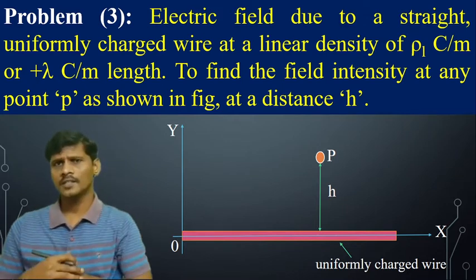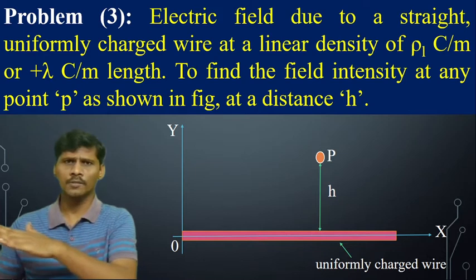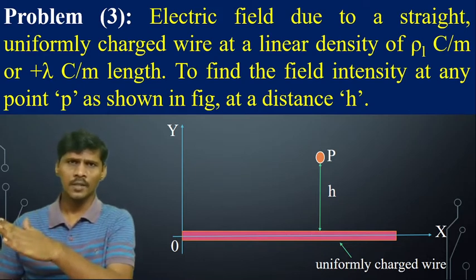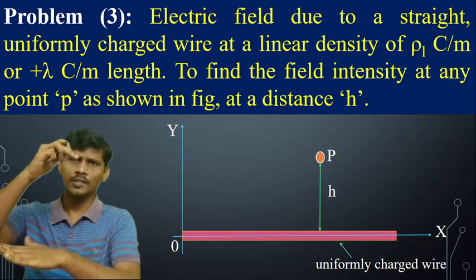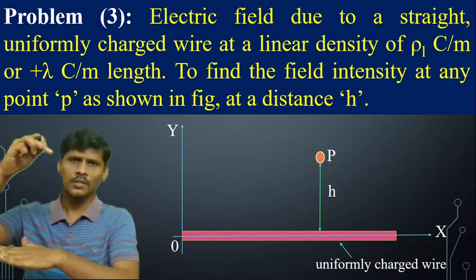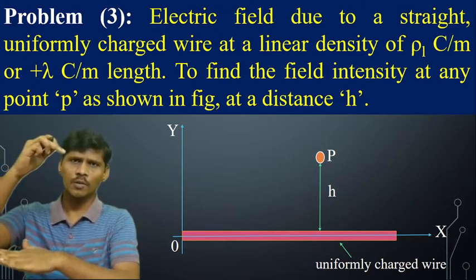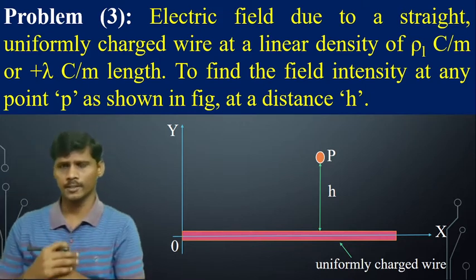In another case, the finite or infinite line charge is placed along the x-axis, and the electric field intensity is calculated on the z-axis at a distance d meters from the origin.